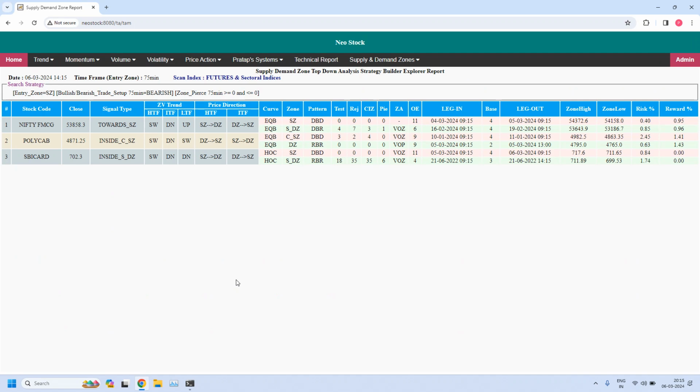So at present you have only 3 stocks currently that are supporting bearish trade setup for weekly income trade. Look into the reward. Some stocks are not having any reward. Zero reward indicates both demand zone and supply zone are overlapped with each other. So you should be very careful with such kind of stocks.